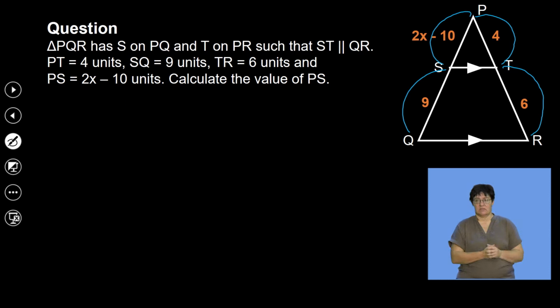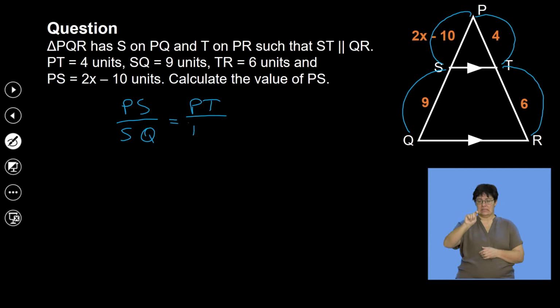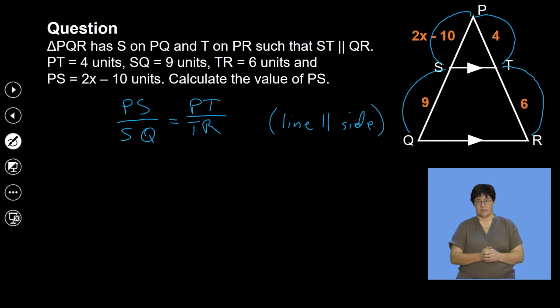So I'm definitely going to say PS over SQ must be equal to PT over TR. And what is my reason for this? It's because a line parallel to the other side of a triangle, or you can simply say prop theorem, proportionality theorem. You can just easily say that and that is fine. And then let's substitute and solve for PS, right?